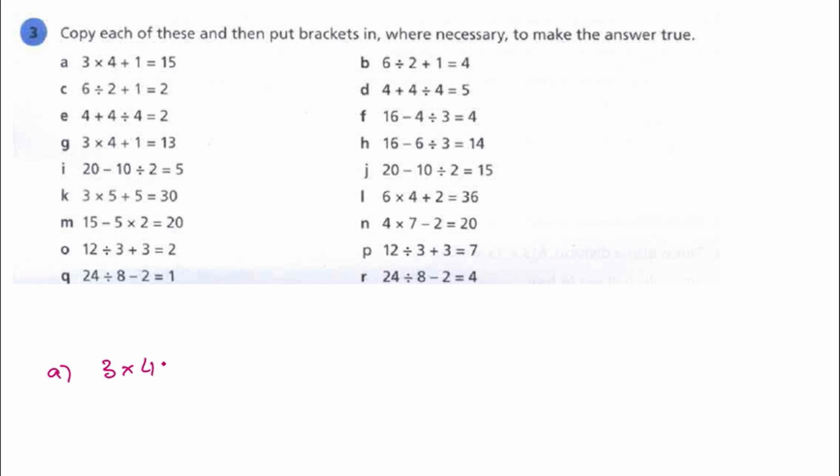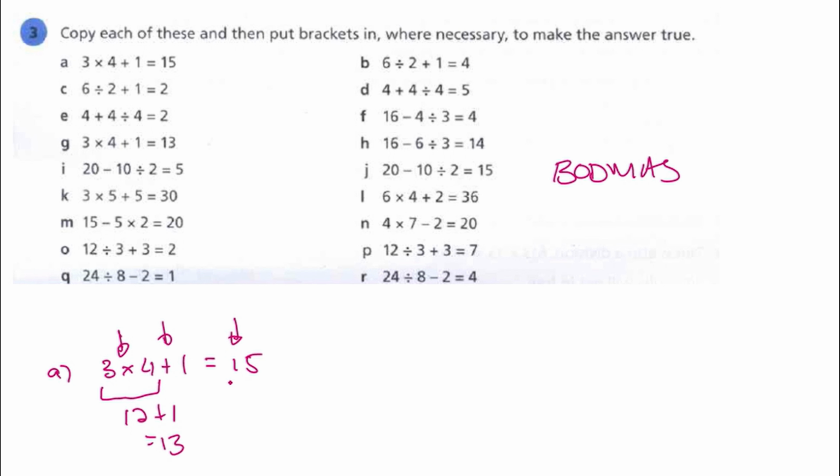6 divided by 2 plus 1 equals 2. If we carry out the order of operations as it stands, again, division comes before addition. So 6 divided by 2 will be 3, and then 3 plus 1 equals 4. But we don't want 4, we are looking for 2. So we need to put brackets here such that we are going to get 2 as our answer. So we have to change the order of precedence.